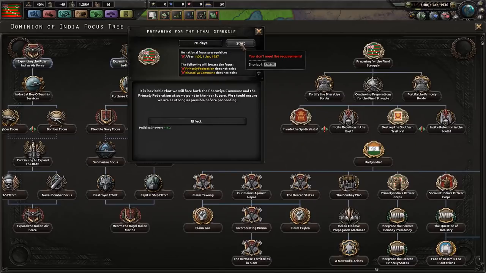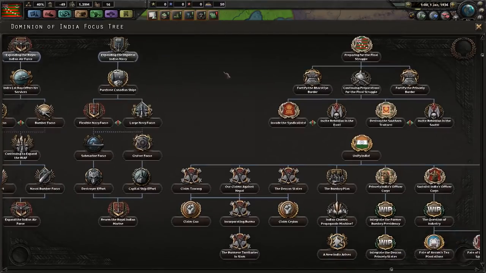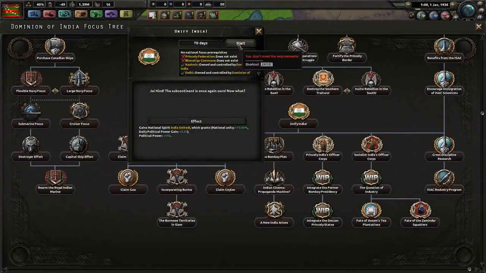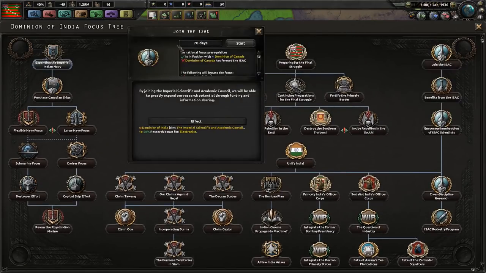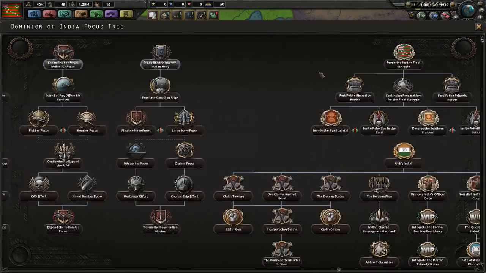You cannot prepare for the final struggle until you've hit 1937. Same thing with the unification of India. You cannot do this while the Federation and the Commune still exist. Nor can you join the ISAC, because Canada is going to determine when this happens. They have not formed it yet.